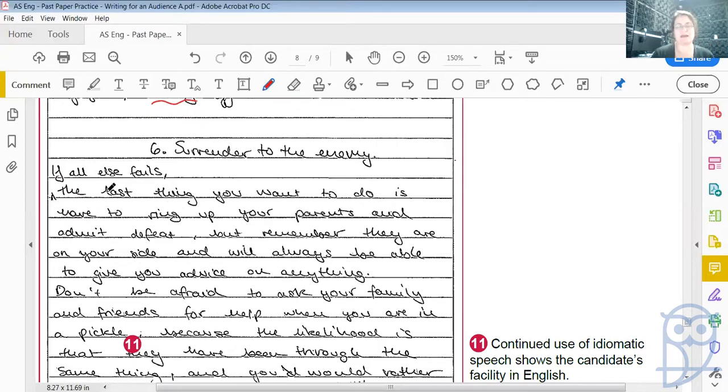Isn't it interesting that here, this person has obviously read through their work because they've added this phrase here to give a bit more impact to it. So the last thing you want to do is have to ring your parents up. If all else fails, the last thing you want to do is to have to ring up your parents. So once again, this is continued use of idiomatic speech.